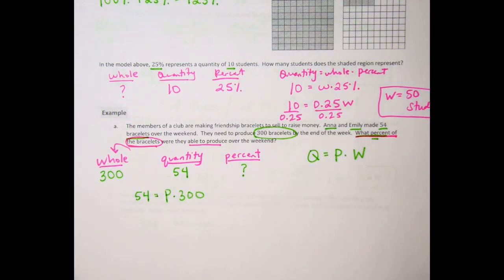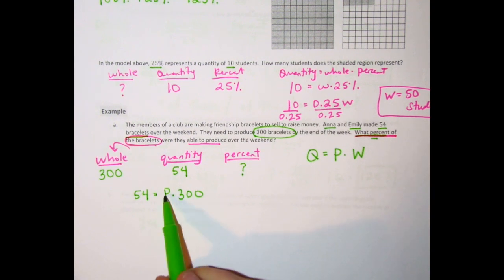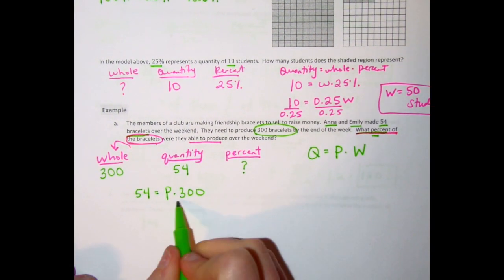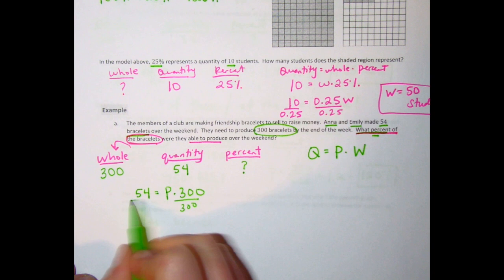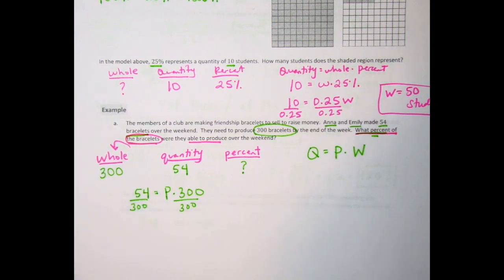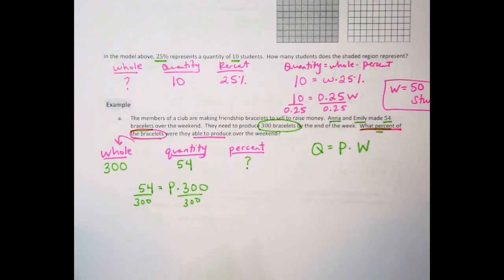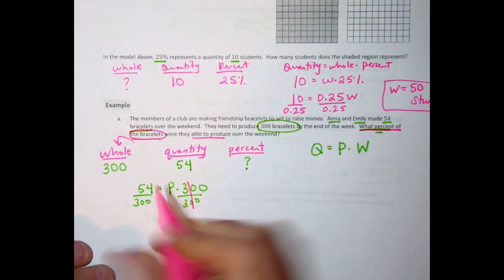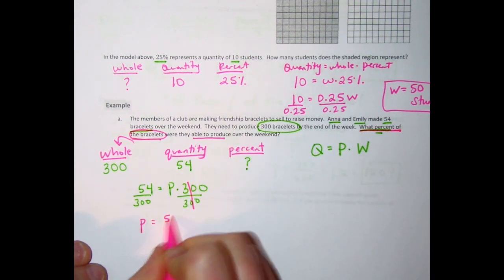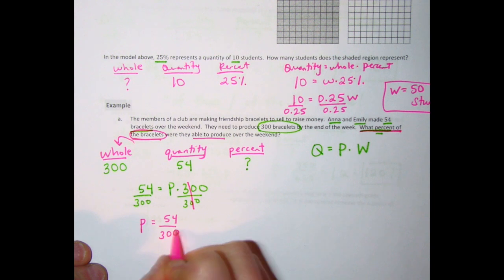Now we remember one-step equations. If these two are multiplying, how do we find that variable? We divide. And maybe in previous grades you would just look at this and know you're going to divide. We're adding this, you can divide on both sides because we are becoming familiar with algebraic expressions. So this becomes 1, and we get that P equals 54 over 300.